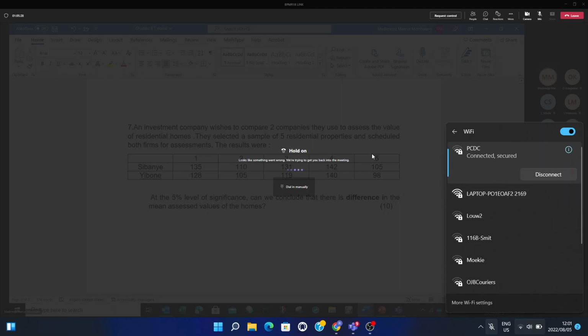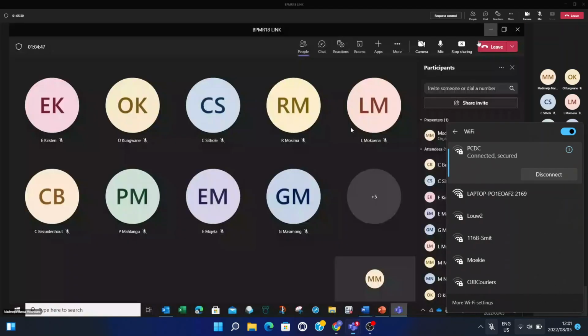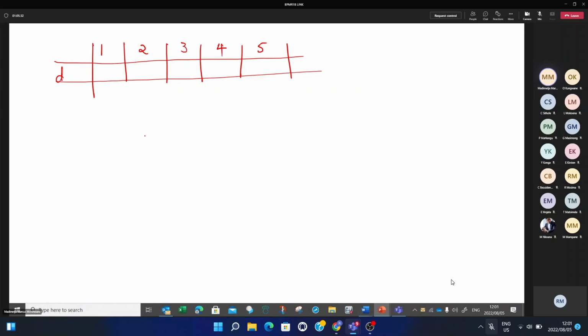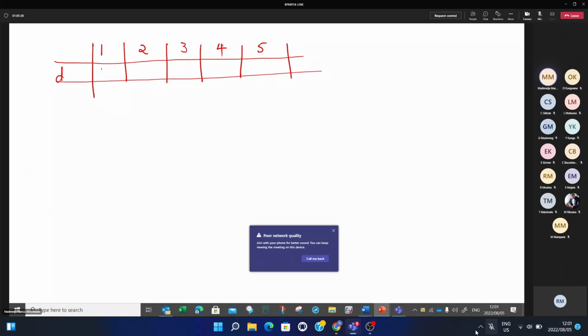Give the solution. Two values, 135 minus 128. You should get a 7. Then 110 minus 105 is a 5. 131 minus 119, it's a 12. 142 minus 140.